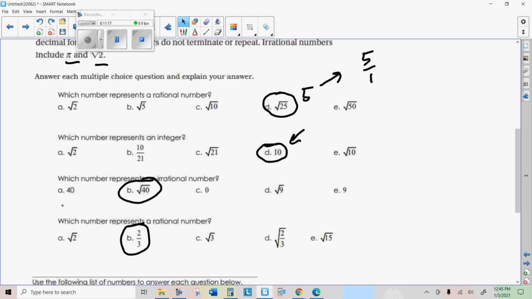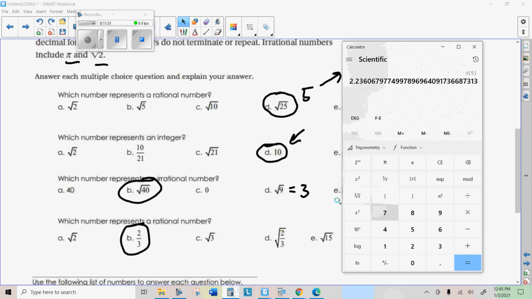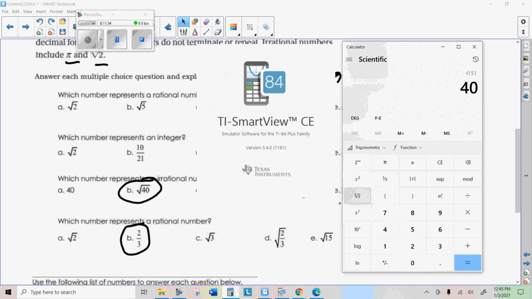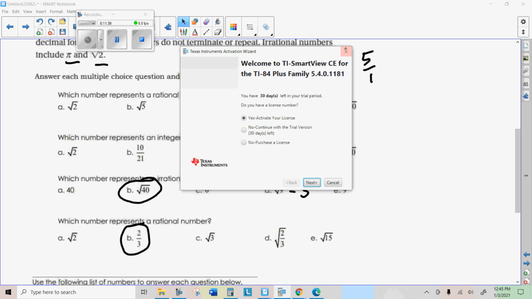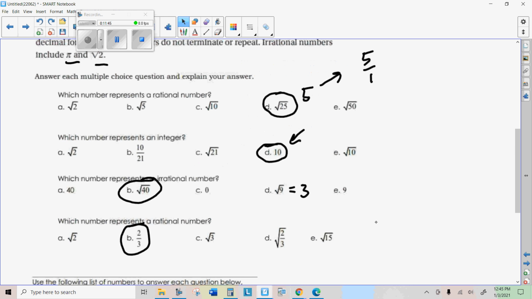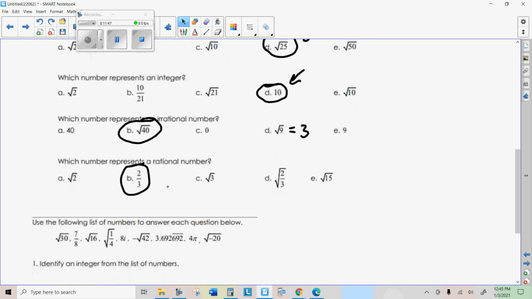If you do the square root of 9, that equals 3, which is a whole number. The only one on here that doesn't work out perfectly is the square root of 40, and you can see that by checking it on your calculator. You'll notice that that decimal goes on forever and never repeats. And then the last one, any number that looks like a fraction where you're dividing two integers, a over b, which you are here, that's a rational number.